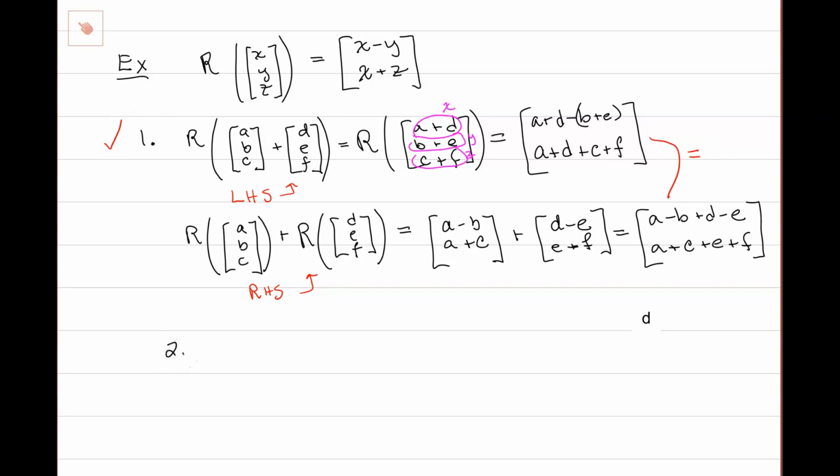Now, since these two things are equal, condition 1 checks off. Now, since that passed, we're halfway there. We know that this transformation satisfies this linearity under the addition operation in this vector space, but we still need to check for scalar multiplication.